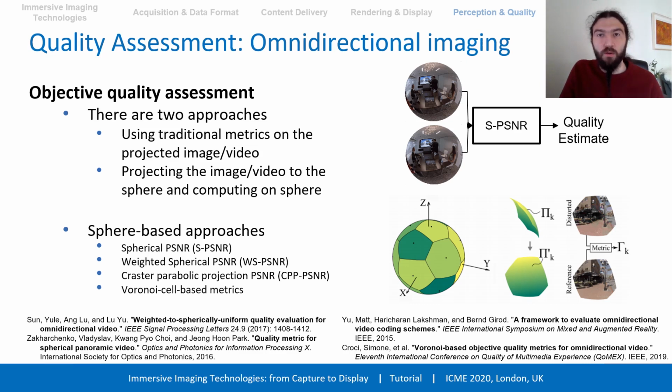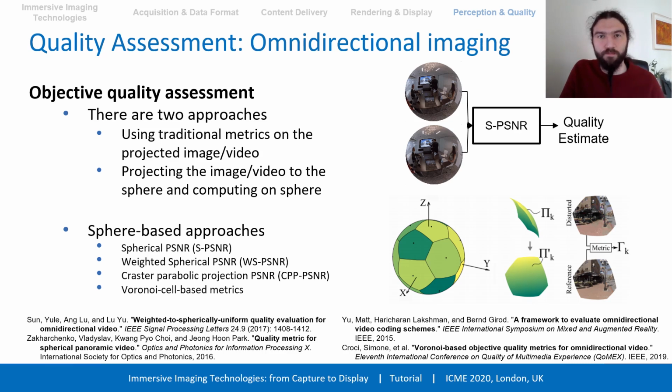The second approach is to project the image or video onto the sphere and estimate the quality on the sphere, or to use a more sphere-friendly quality metric. The main idea with these metrics is to minimize the errors that could occur due to projections and to maximize the fidelity to the original spherical data. These metrics may include spherical PSNR, that is SPH PSNR, weighted spherical PSNR, raster parabolic projection PSNR, and even Voronoi cell-based metrics.